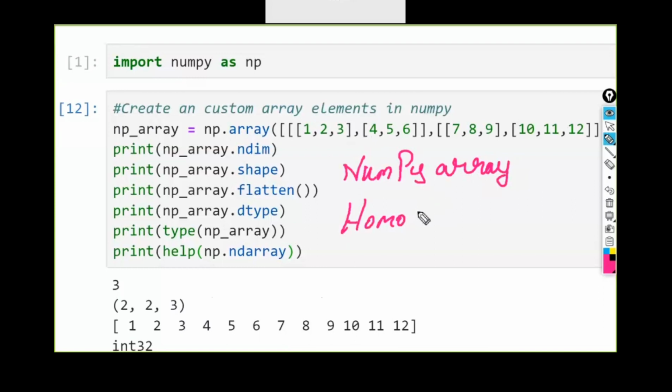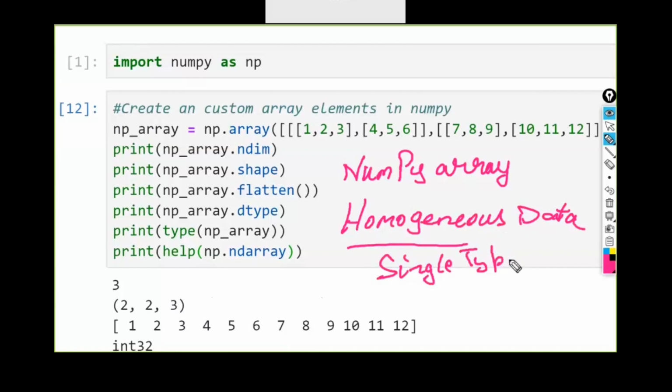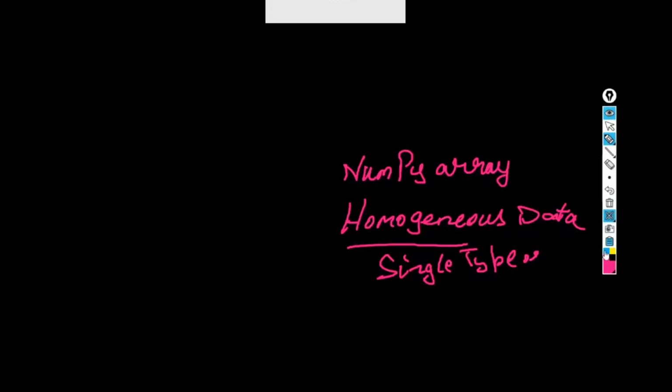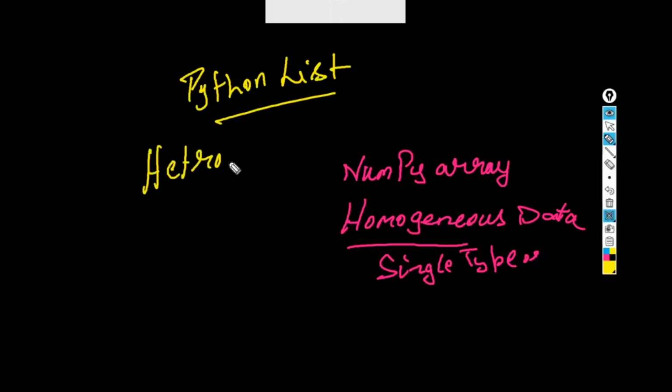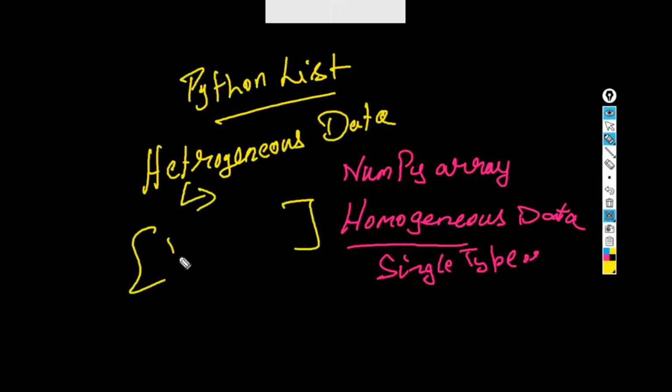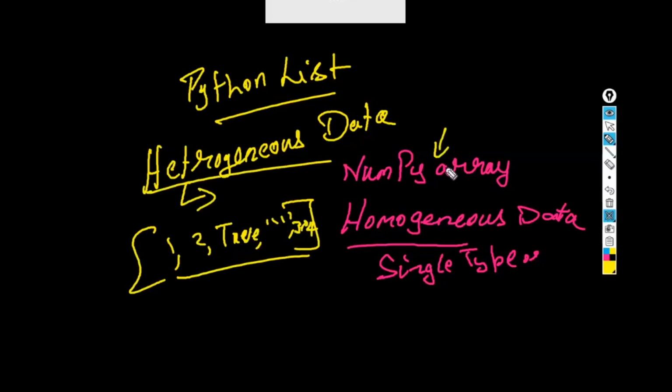We have 4 more minutes, so I'll not take more than that. So what do we mean by homogeneous data? Single type of data. But if you take traditional Python, a Python list is not homogeneous. It is heterogeneous. Why? Because in a list, you can have an integer, and suddenly you can have a Boolean value, and suddenly a string value, and suddenly a float value. So it is going to be heterogeneous. But here NumPy's main focus is homogeneous.